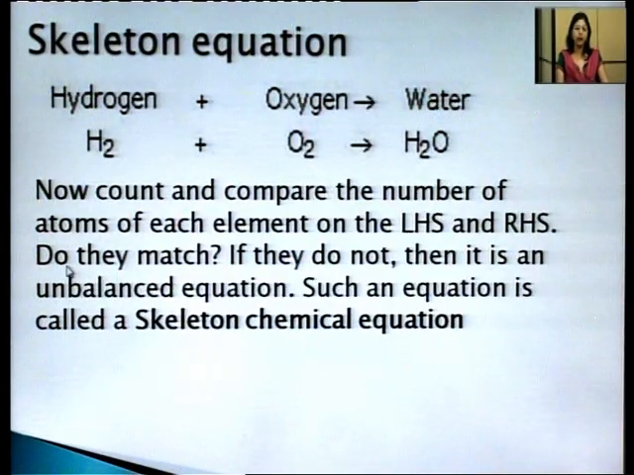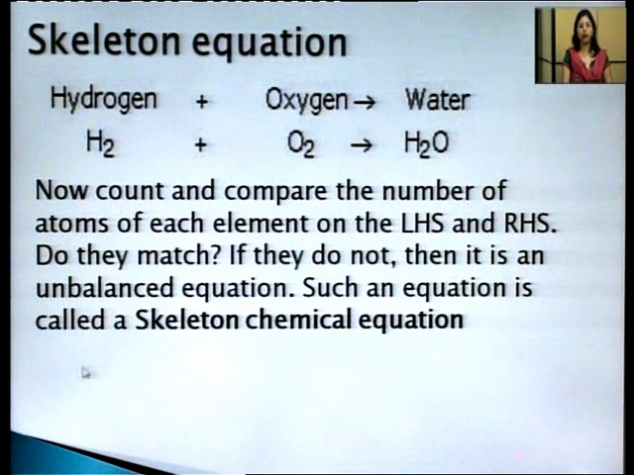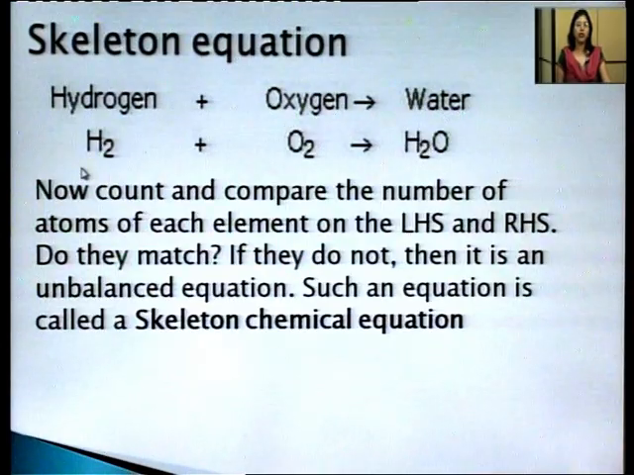Now we have to see whether they match. If they don't, then this is an unbalanced equation. Such an equation is called a skeleton chemical equation. So, a skeleton chemical equation is that equation in which the number of atoms of each element is not the same on both sides of the arrow. That is why it is also known as an unbalanced equation.